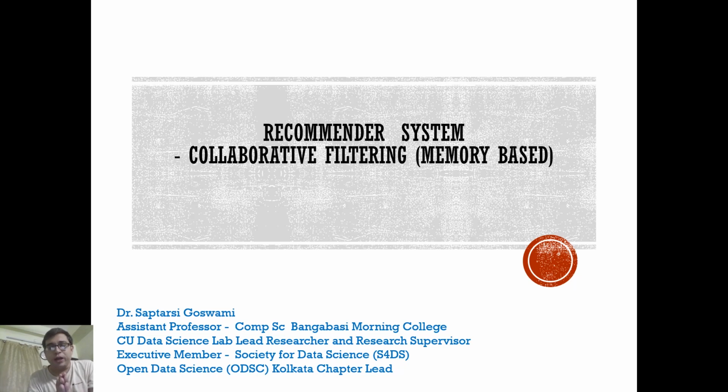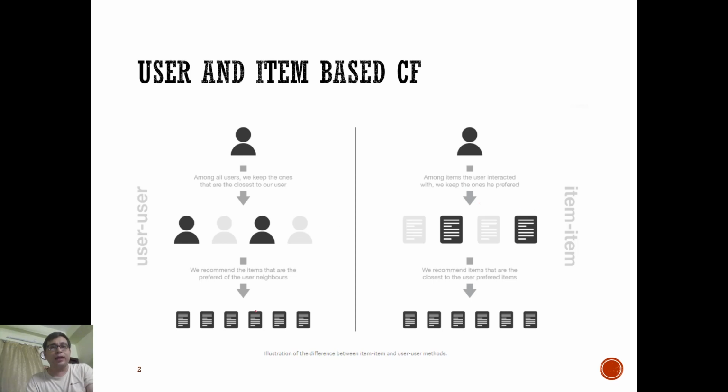In the last video tutorial, we discussed the recommender system, its different types, and why it is important. Today we are going to discuss one of the approaches of recommender system, namely collaborative filtering. Collaborative filtering can be divided into two categories. One is called user-based collaborative filtering and another is called item-based collaborative filtering. Let's understand this with an example.